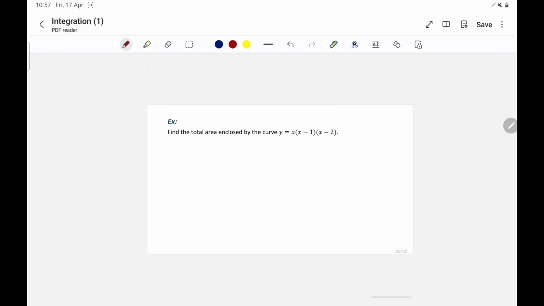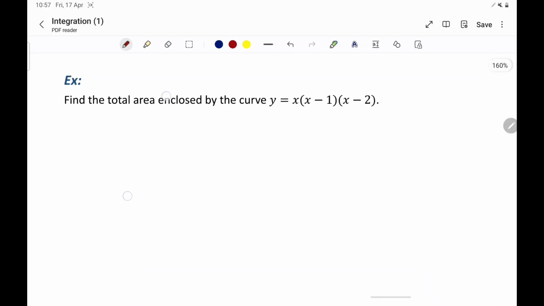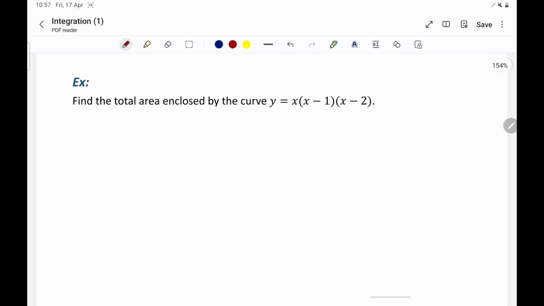Okay, now we proceed to answering the question. Find the total area enclosed by the curve y equals x multiplied with x minus 1. Here you have to remember, in exam you have to draw. Sketching gives you marks. Okay, so you have to draw.